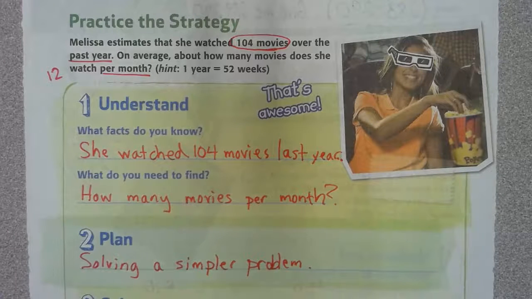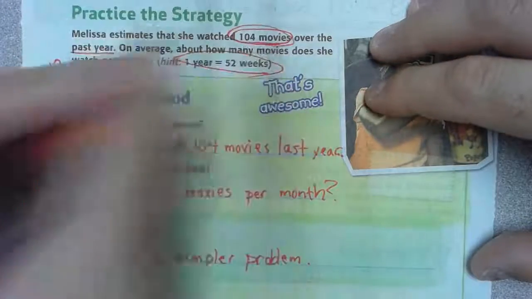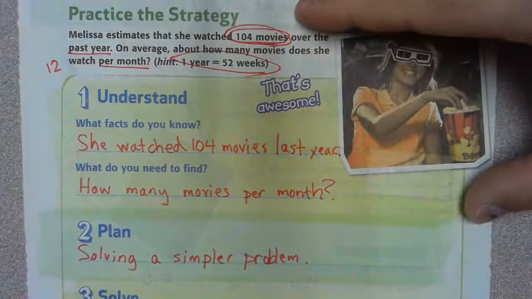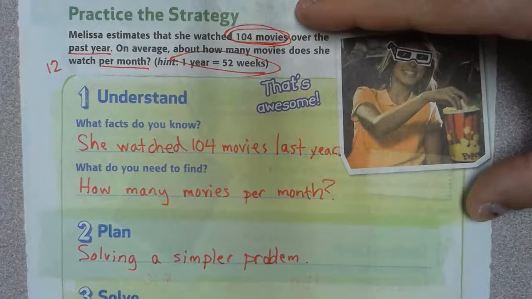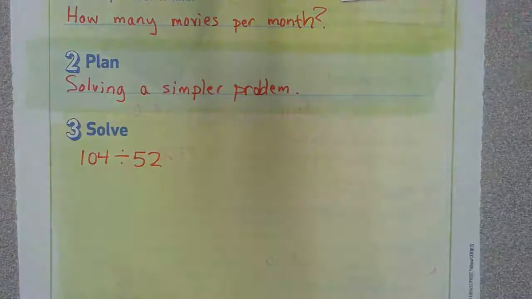So we need to find how many movies she watches per week, right? Can we do that? Can we figure out how many movies she watches per week by the numbers that they gave us right here and there? Yeah, we can say, well, 104 divided by 52.